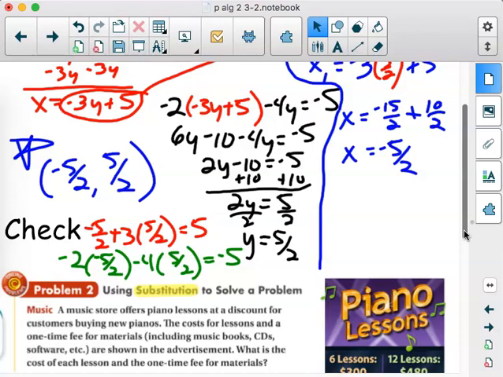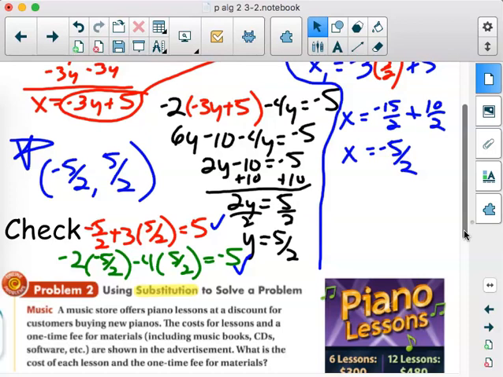Again, you can do it by hand if you want to. Most people at this stage, they're like, I just did all the thinking before. I'll let the calculator do the checking for me. So parentheses -5/2 parentheses plus 3 parentheses 5 divided by 2 parentheses. Hey, it's 5. That one's good. -2 parentheses -5 divided by 2 parentheses minus 4 parentheses 5 divided by 2 parentheses, -5. It's good. So to make sure it works, it has to work in both. It has to work in both. And it did. So we've got it.